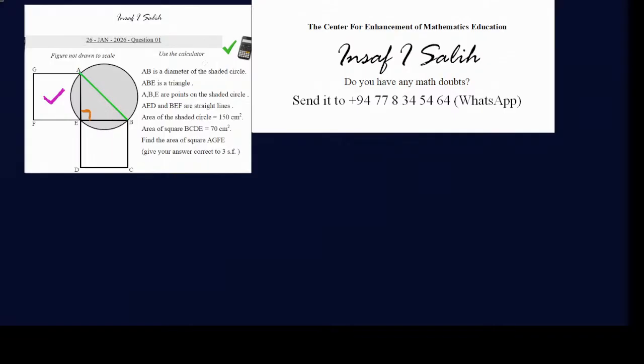We have also been given the area of the square at the bottom, that is, the area of square BCDE is 70 square centimeters. So let's put 70 here. How do we find the area of square AGFE? Any guesses?